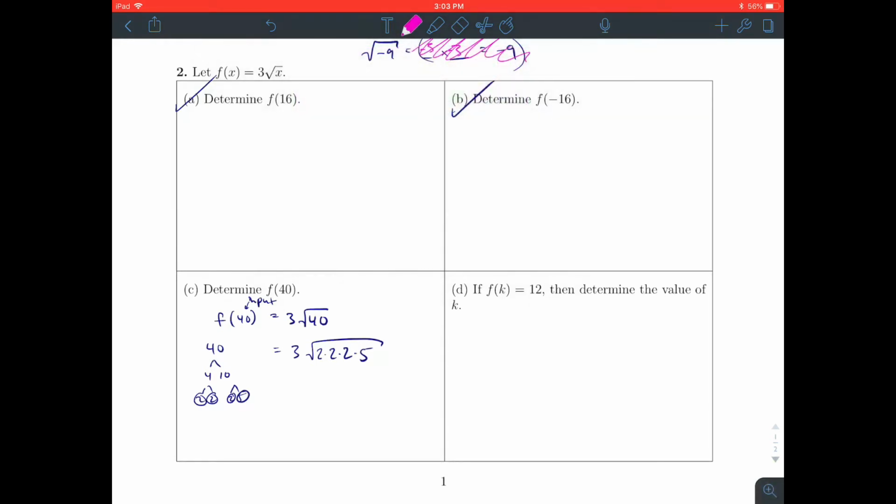And to do simplest radical form, we look for twins, we look for groups of 2, so we have these 2 2's here. One of the 2's is eliminated, and one of the 2's comes out, so we get 6 square root of 10.